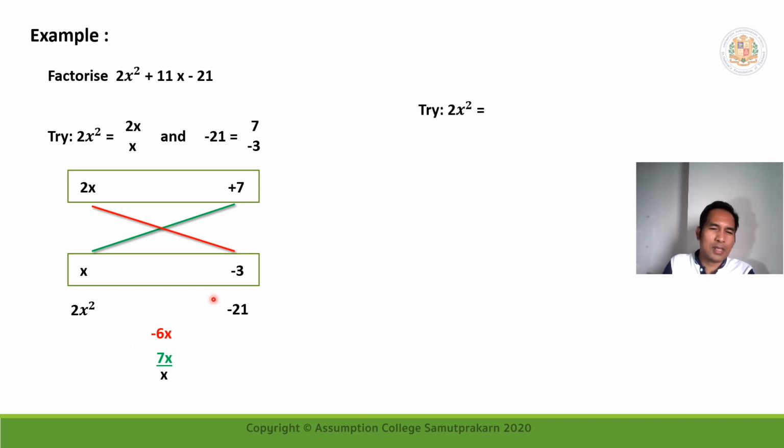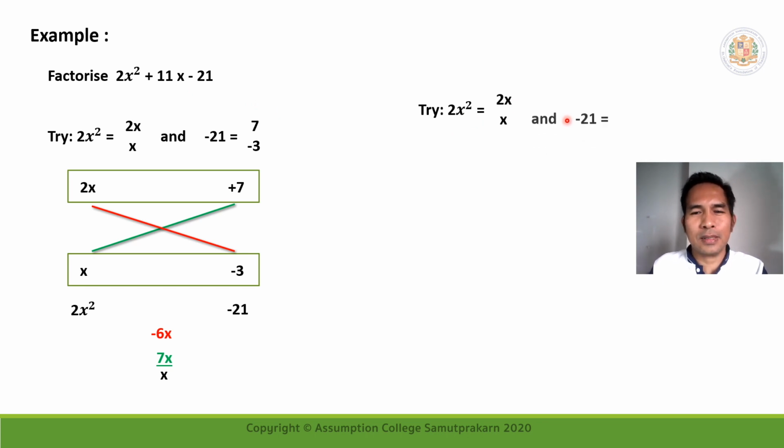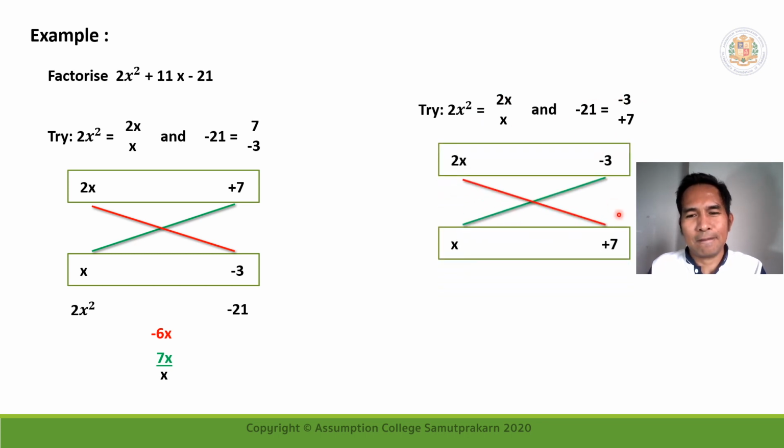That means this is not the answer because the middle term is not correct. So now we'll try again. 2x and x. And we'll have negative 3 and 7. So 2x minus 3 and x plus 7. Okay. 2x squared. Again, for sure this is negative 21.